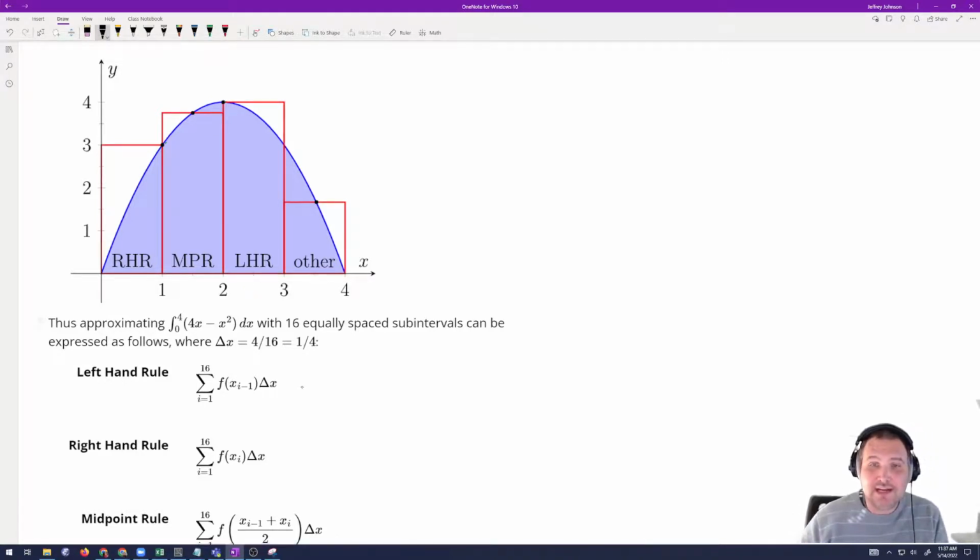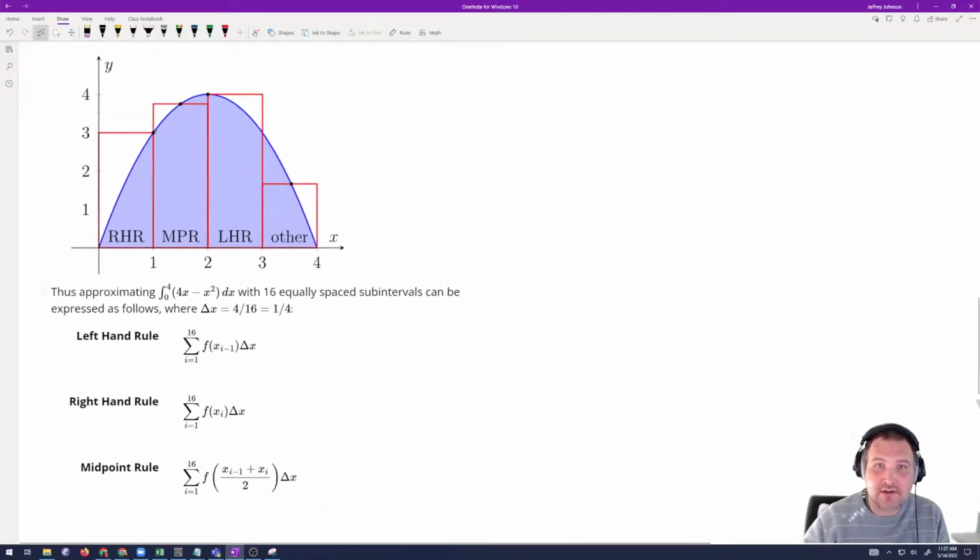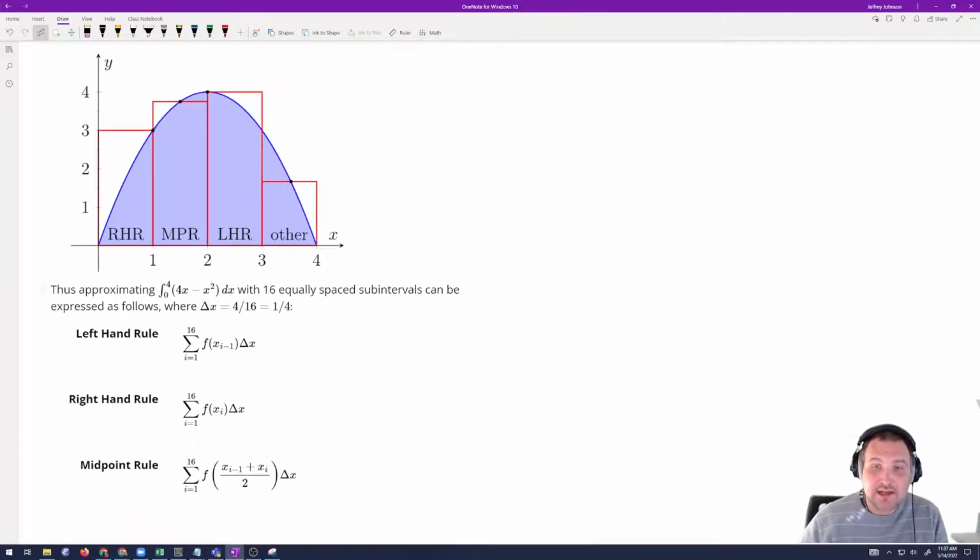Okay, so those are the options that we're going to be looking at, at least at the beginning here, for Riemann sums. Now, in this particular example, it's saying don't divide it up into 4 chunks, divide it up into 16 chunks. So we would have 1/4 as our delta x, right? Our delta x is here, and it would be 1/4. And then you would divide each of these. So we'd have a total of 16.